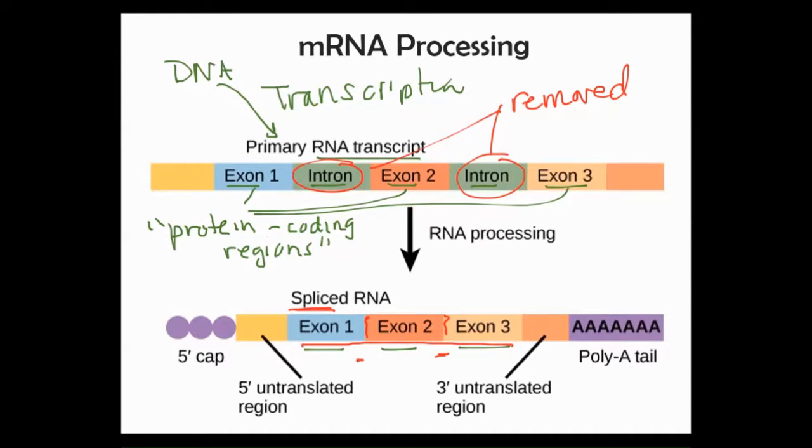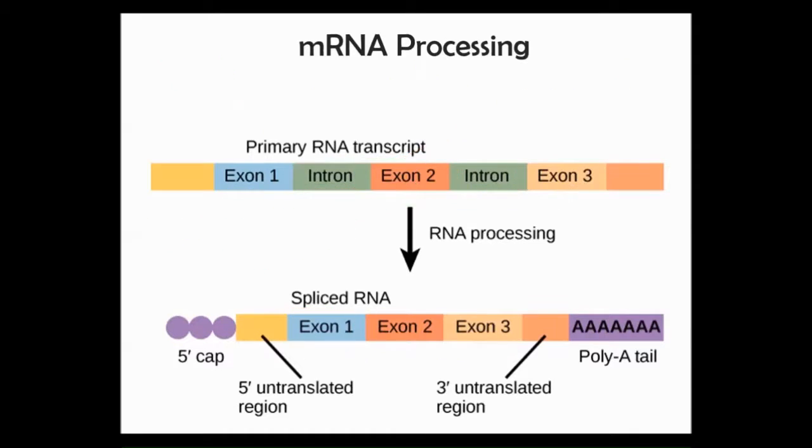so that we've got nice, clean messenger RNA. One other thing that we're going to add to our messenger RNA is a cap and a tail. You'll notice that at this end we've added what's called a 5' cap. And here at this end, we've added what's called a poly-A tail. We're going to add these things in order to prevent degrading of our messenger RNA.